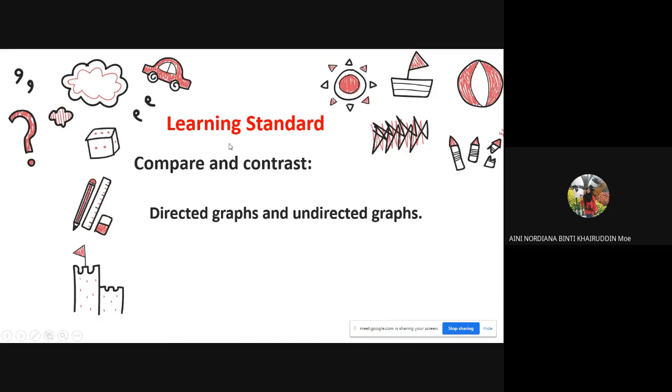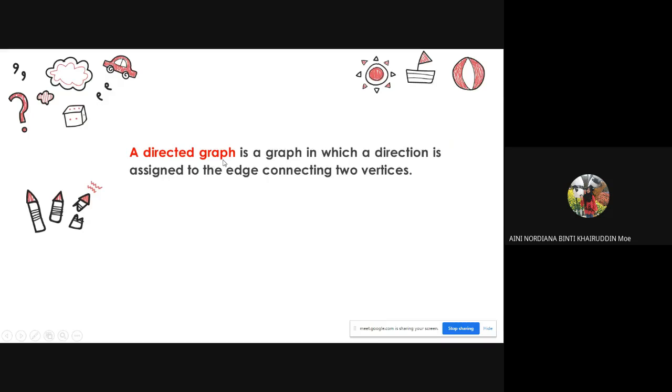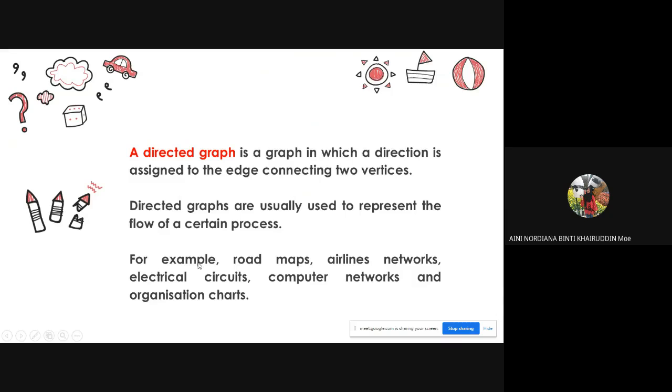Okay, our learning standard: compare and contrast directed graph and undirected graph, weighted graph and unweighted graph. So what is the difference? A directed graph is a graph in which a direction is assigned to the edge connecting two vertices. A directed graph is usually used to represent the flow of a certain process. For example, road maps, airline networks, electrical circuits, computer networks, and organization charts.